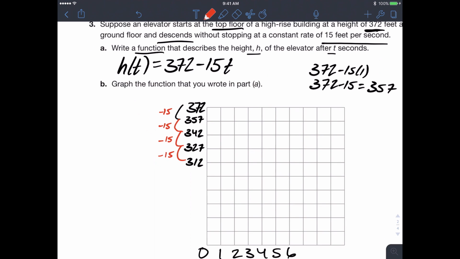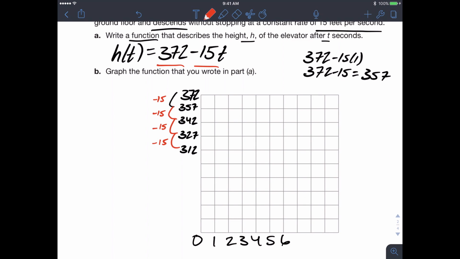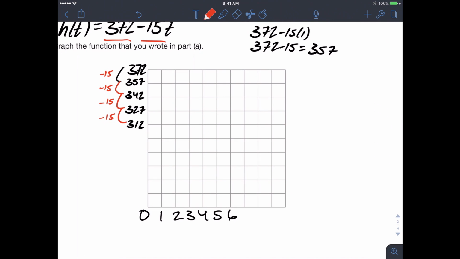But the reason I did that is, remember, the function says we start at 372. And we're going down every second. So every 1 second, we're going down at a rate of 15. So at every 1 second, I'm just taking 15 off. So this is how it's going to work.